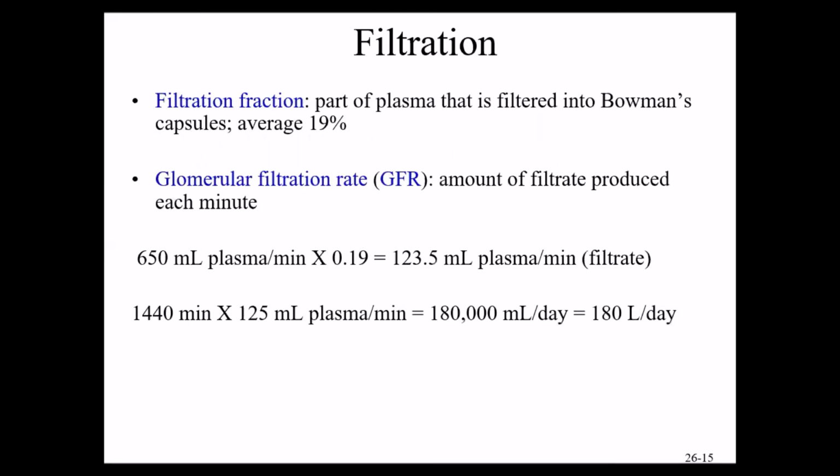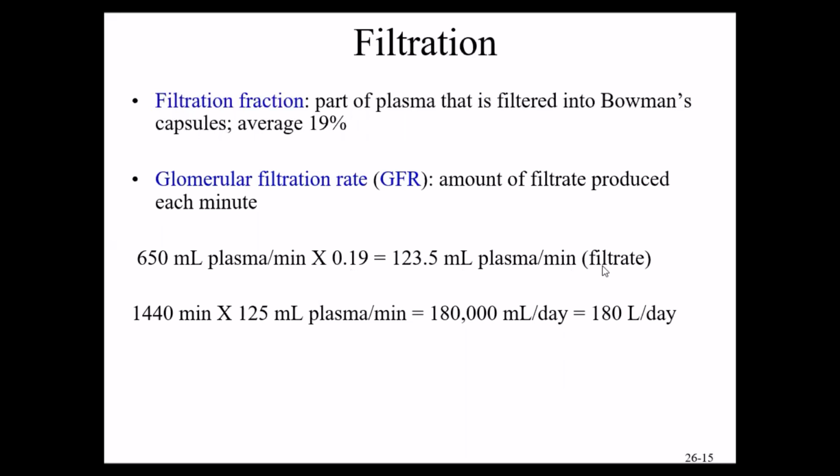And so now we can calculate what's called the GFR. This is one of the key things about filtration, glomerular filtration rate, your GFR. This is how much filtrate is actually produced by the kidneys each minute. To calculate that, we took the 650 milliliters of plasma that goes into the kidneys each minute, multiplied that by the filtration fraction, which is the part that gets filtered, because not everything is going to get filtered. It just kind of passes through. That's about 19%, and that comes up with 123.5 milliliters of plasma that gets filtered every minute.